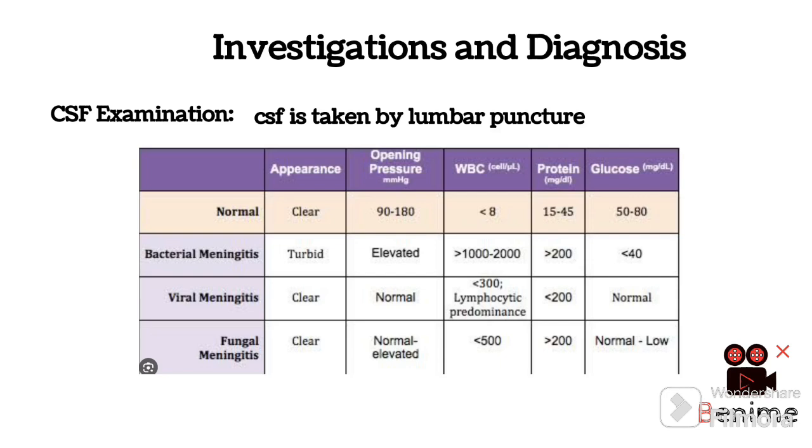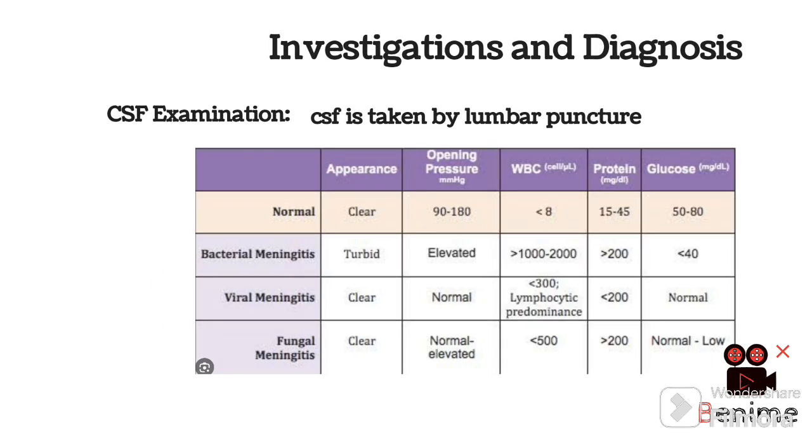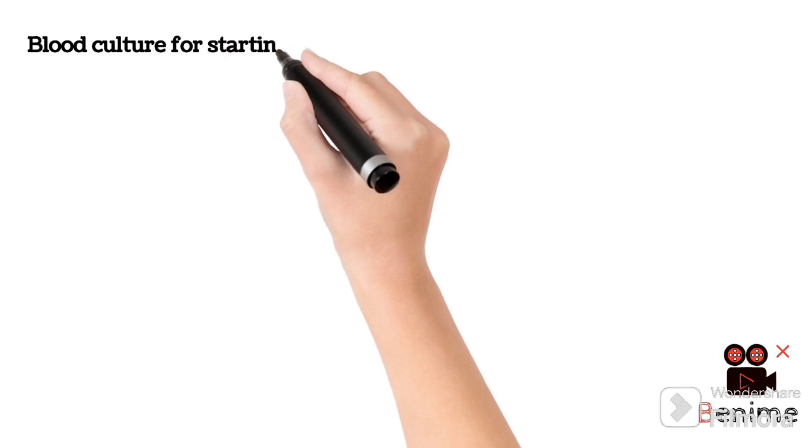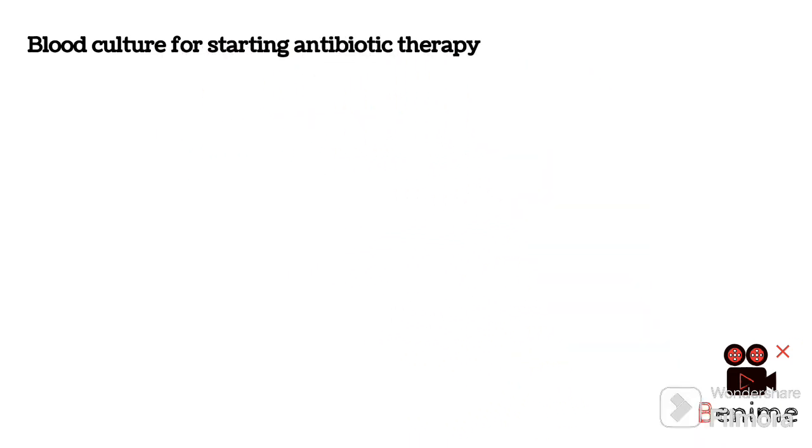WBC count is between 1000 to 2000 cells. Proteins are also raised, that is more than 200. Glucose is reduced to less than 40. Other examinations, that is in viral meningitis and fungal meningitis, are also given in the picture. Blood culture is also done for starting proper antibiotic therapy.